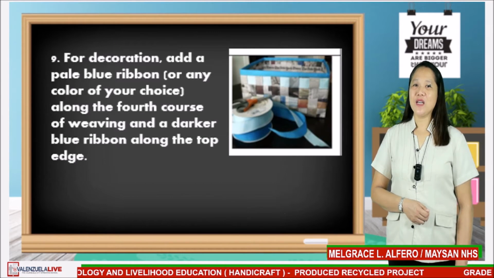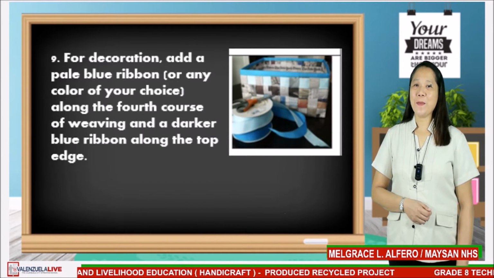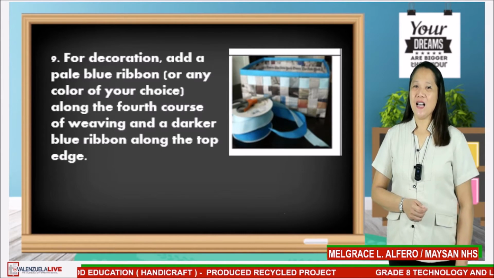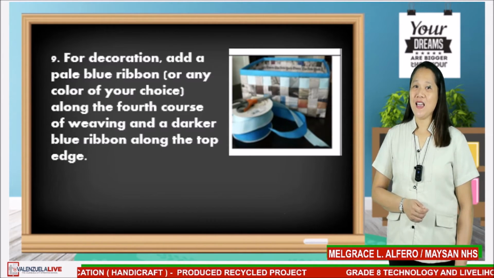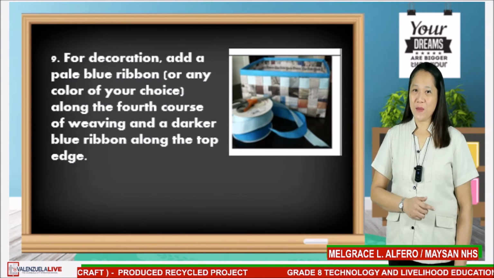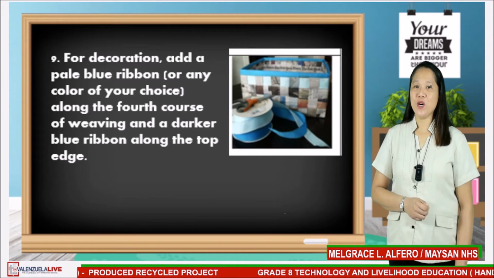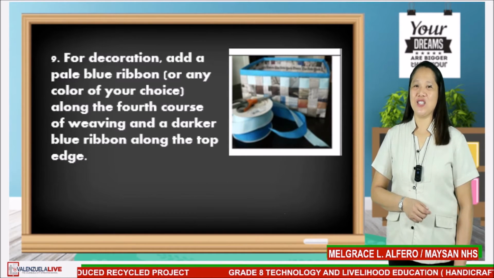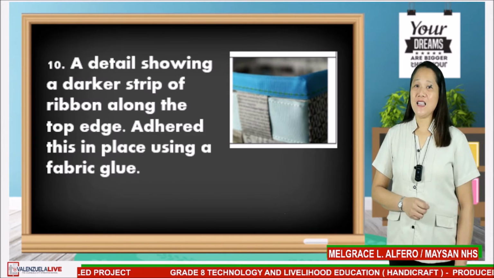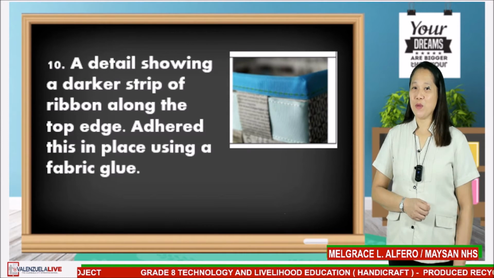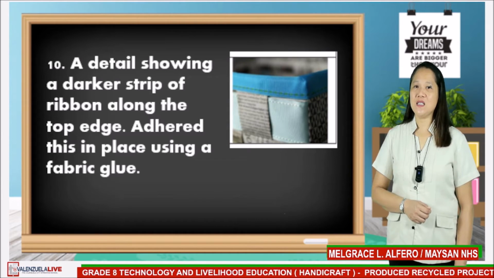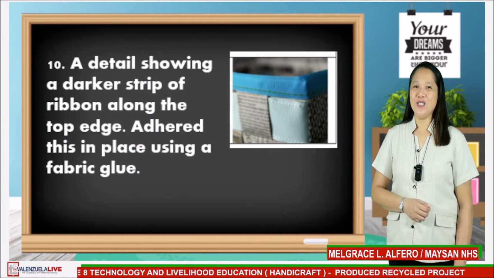9, for decoration, add a pale blue ribbon or any color of your choice along the 4th course of weaving, right over the top of the newsprint strip, and a darker blue ribbon along the top edge. And number 10, a detail showing a darker strip of ribbon along the top edge. Adhere this in place using a fabric glue.